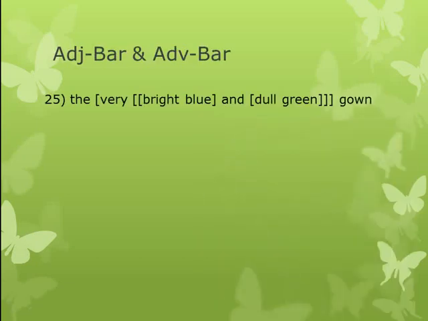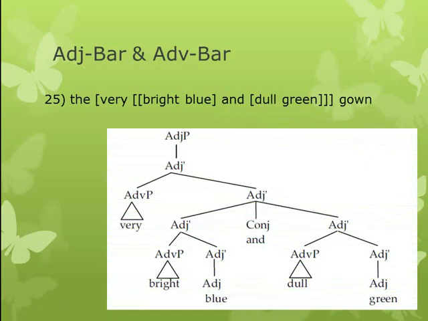Okay, now let's go to adjective form and adverb form. Like this one, the very bright blue and dull green gown. From this we know that very is the modifier of bright blue and dull green. So we can draw the tree just like this one. Adjective phrase consists of adjective bar, and then going down adverbial phrase. So adjective bar consists of adverbial phrase and adjective bar. 1 adjective bar, 2 adjective bar, and then 3 adjective bar, conjunction, and 4 adjective bar. And then the third adjective bar going down into adverbial phrase, and then adjective bar again, and then going down into adjective. And the same thing, dull and green. So this is how to draw adjective bar and adverbial bar.